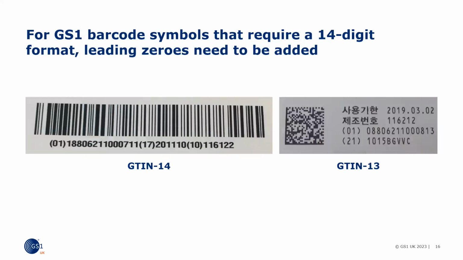Here on the left, you can see a GTIN 14 captured in a GS1 128 barcode. On the right, a GTIN 13 with a leading zero is captured in a GS1 data matrix.